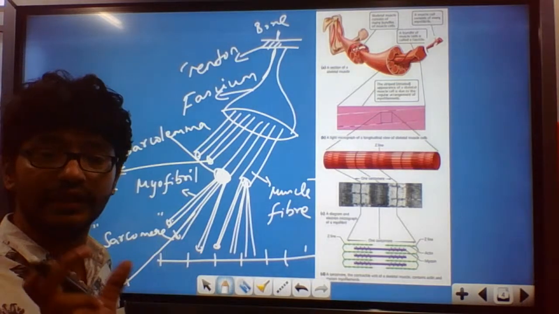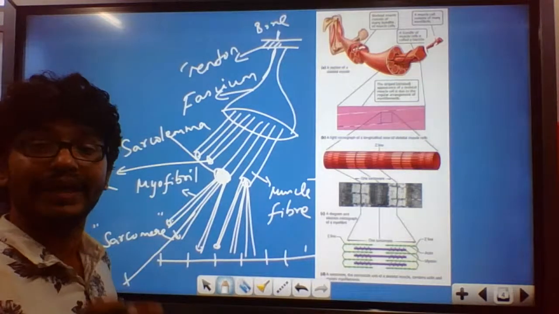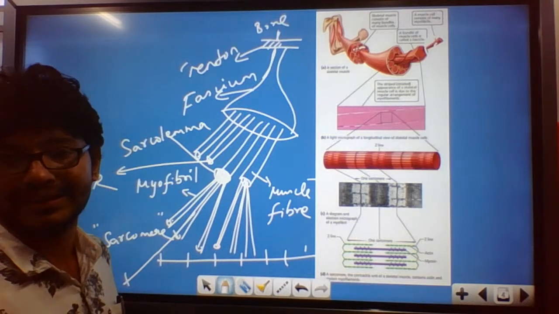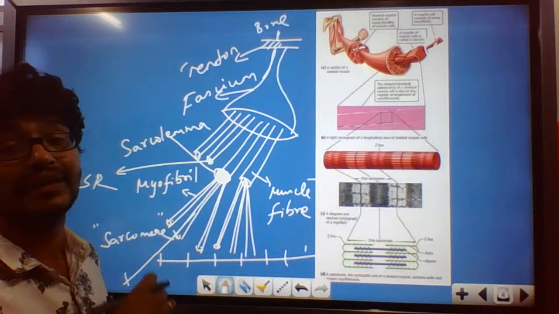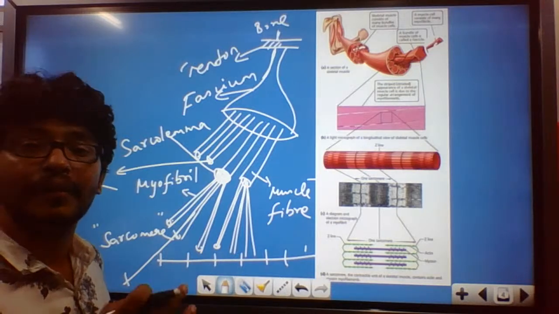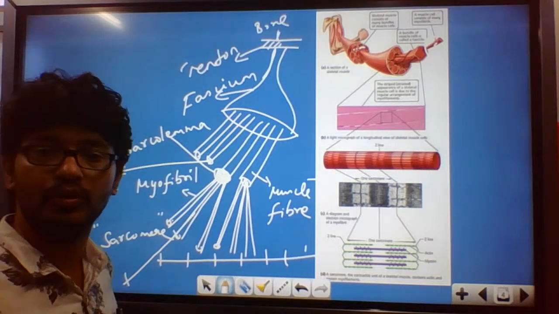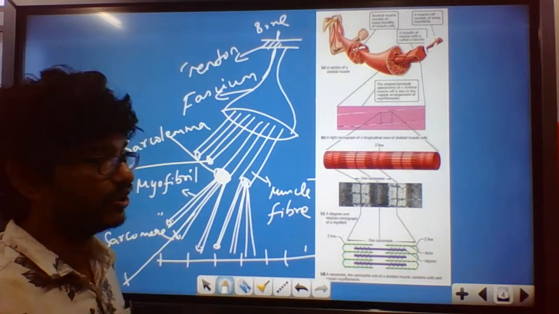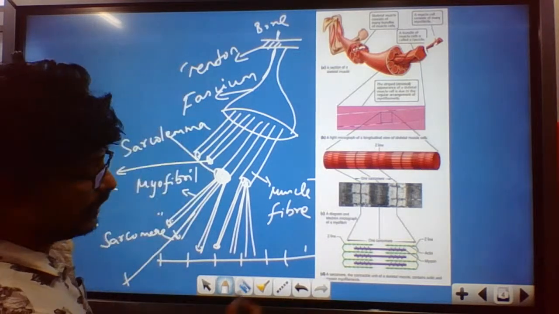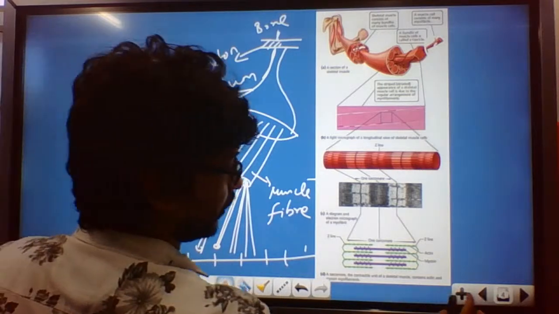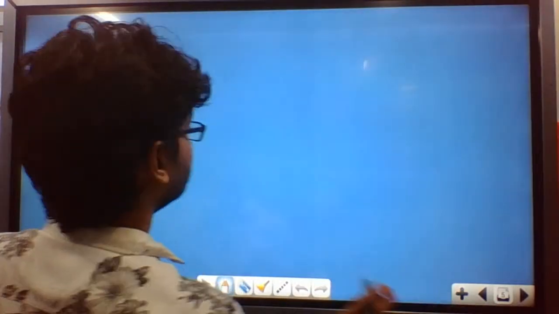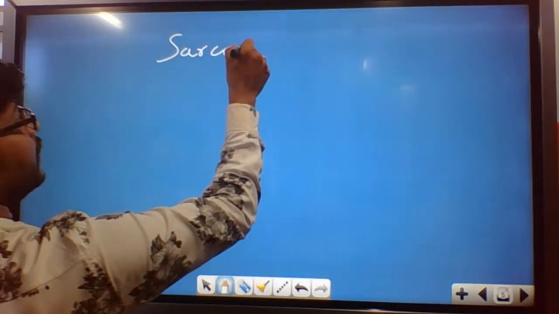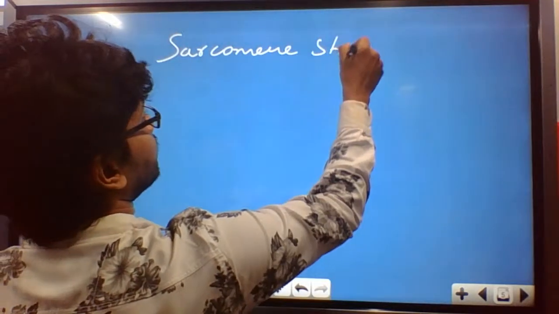I'm going to tell you what a single sarcomere consists of, what exactly is happening inside this sarcomere, and what makes the contraction and relaxation. Once we're done with this part, then you can understand the remaining things like the proteins actin, myosin, troponin, tropomyosin, all these things that we can discuss. Now we move on to the structure of the sarcomere.